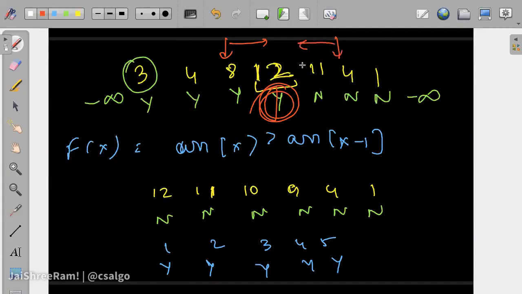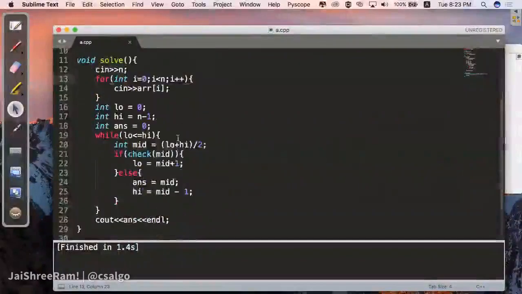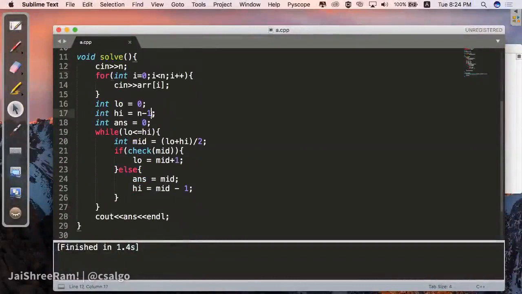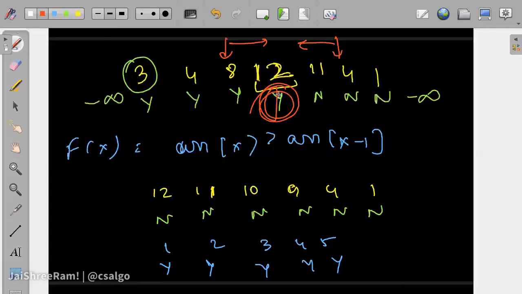Okay, so let's start with the code first. We would be using the same code. We need to search index, so the search space remains the same. We'll talk about initialization now. First one, y or n. So 12, 11, this takes an index. If you put this particular index in it, this is false, so this is no. But this would be comparing between these two values, so this would be yes, and we need to find the last yes.